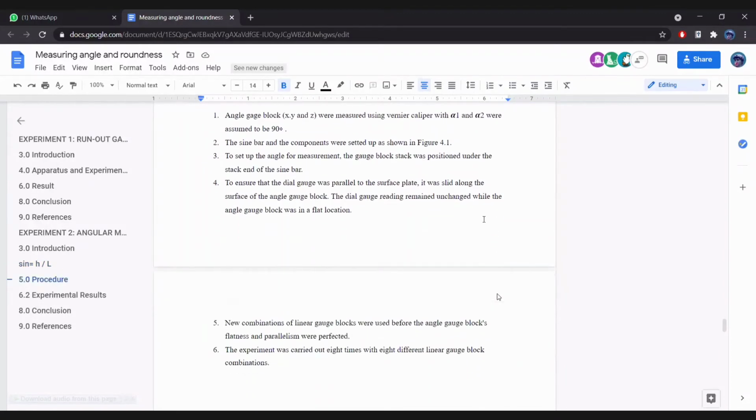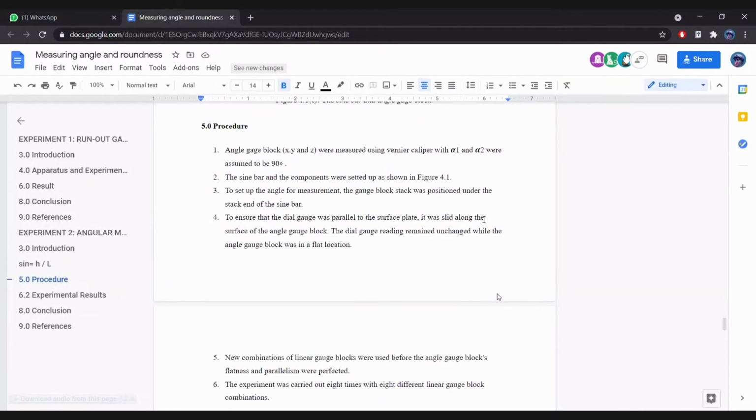Okay, thank you, Hakim. So for the procedure for the experiment, the first step is we need to measure the gauge block, which is X, Y, and Z, using a vernier caliper. We assume that alpha 1 and alpha 2 will be 90 degrees. Then the sine bar and the components were set up as shown in the video later. We will show it. And the next step is we need to set up the angle for measurement.